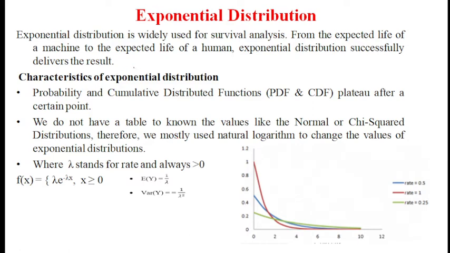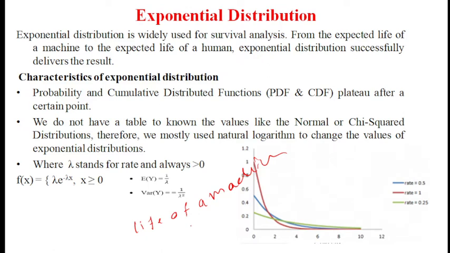Exponential distribution is widely used for survival analysis, as we know, from the expected life of machines to the expected life of humans. This exponential distribution will be helpful to identify or expect the life of a machine, how long it will be working.